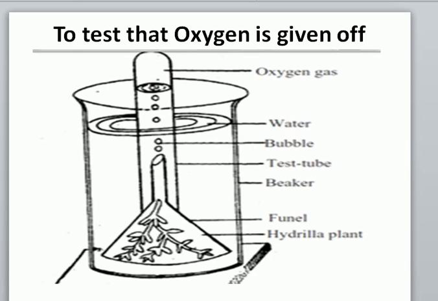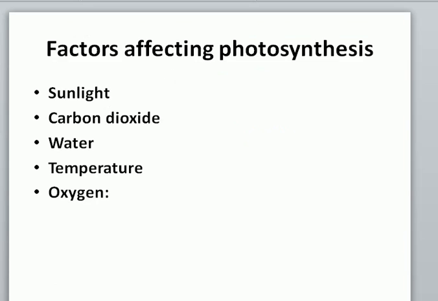Alright. Then we move on to factors affecting photosynthesis. These are the factors basically, but we'll say that sunlight is very essential. You can see that with no sunlight, photosynthesis will be put to a halt. Carbon dioxide is so essential.